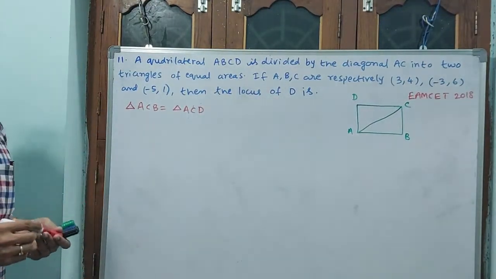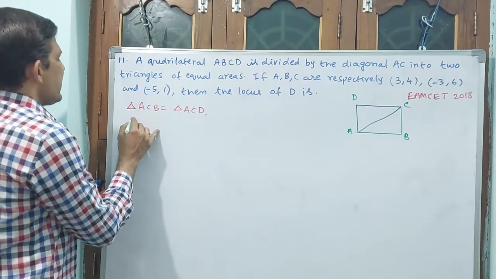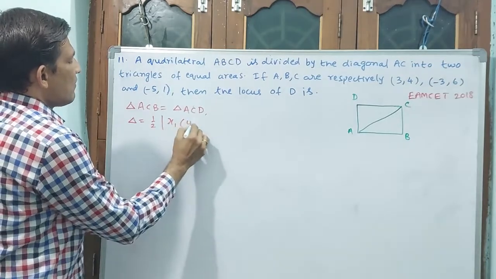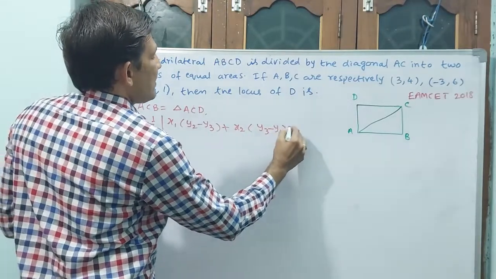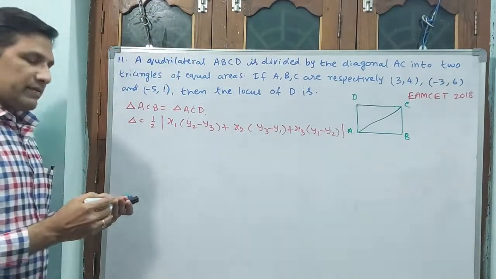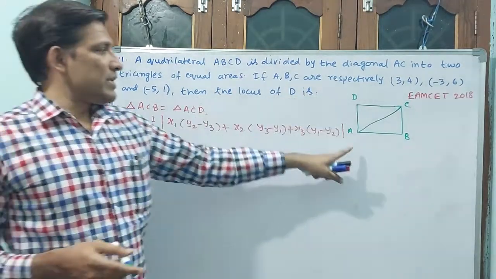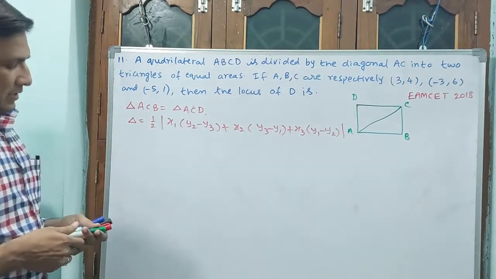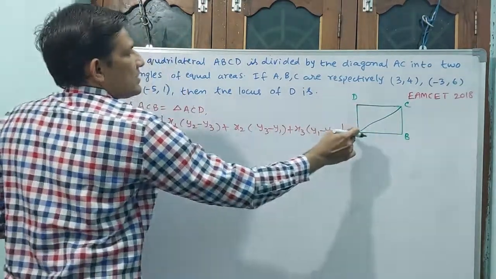What is the area formula? The area formula we know. Delta is equal to half modulus of x1 (y2 minus y3) plus x2 (y3 minus y1) plus x3 (y1 minus y2), modulus. This is the formula for area. One by one we take. The point D we don't know, but the points A, B, C we know. That is why I am writing A, B, C and we will write the area also. First let us take delta ACB, which is equal to ACD also.